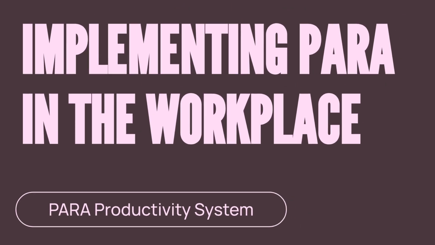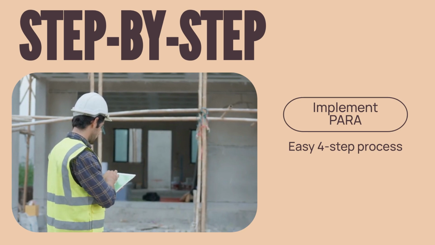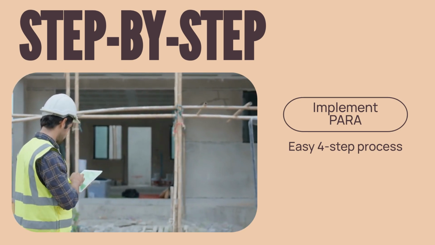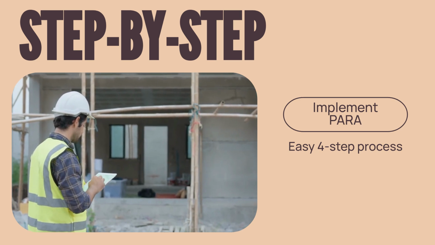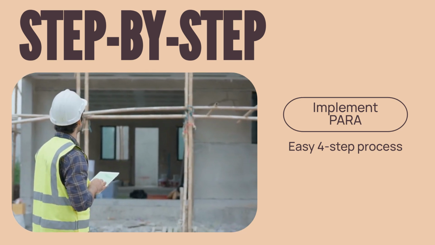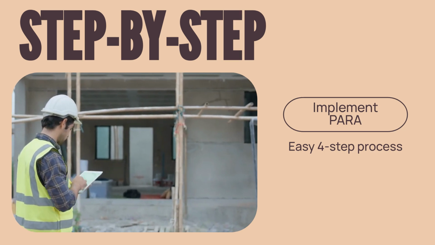Now, let's look at how you can implement PARA in your own work. Start by identifying your current projects and categorizing them. Then, define your ongoing responsibilities and roles. Gather materials and information related to your projects and areas, and create a system to store completed or inactive items.